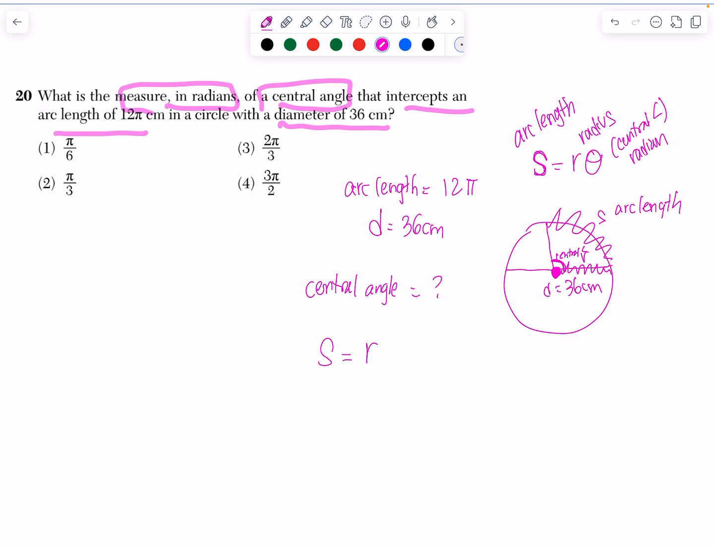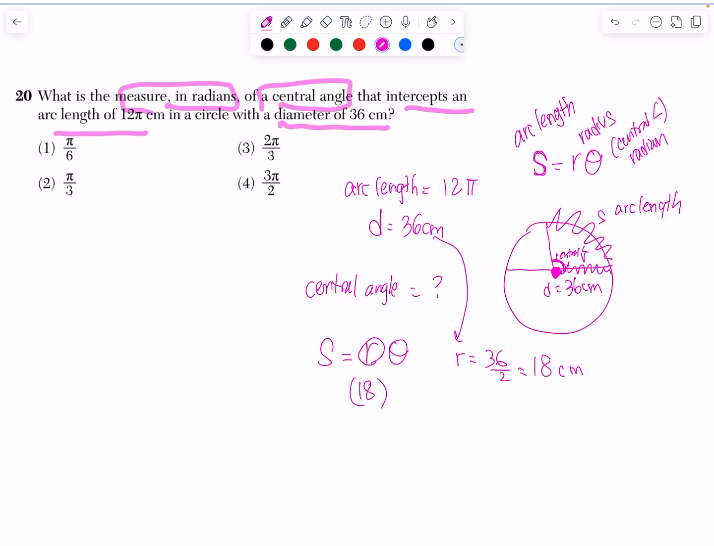Arc length is radius times theta. Memorize that. Notice that we need the radius. Since we're given the diameter, to find the radius we divide the diameter by 2. So 36 divided by 2 is 18. The radius is 18 centimeters. So let me plug that in.